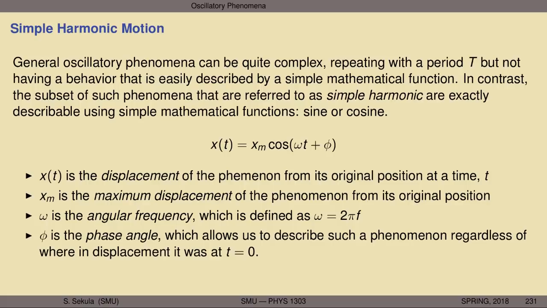Now phi is something that is known as the phase angle, and it's a number, it's an angle, and it allows us to describe such an oscillatory phenomenon regardless of when we started timing the phenomenon. So for instance, it's possible that a given phenomenon is not in its maximum displacement location when time is zero. So we start our clock, it's at some position in space, but not its maximum position. The phase angle lets us describe that, and we'll come back and look at that in more detail in a few moments.